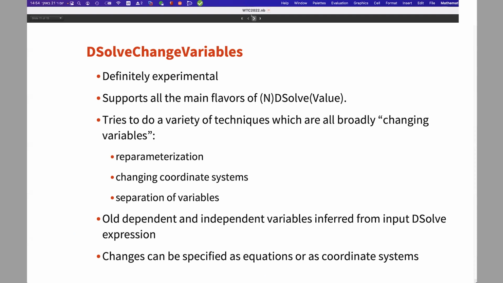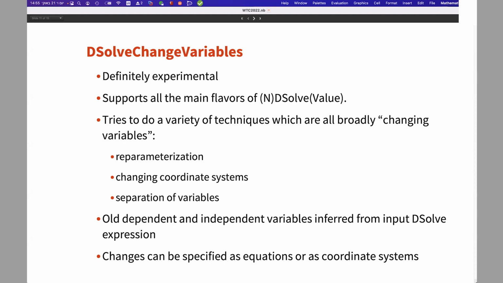DSolveChangeVariables is very experimental, and I'll try to give you some hint of why that is. But it supports all the main flavors of DSolve. It tries to do a variety of techniques, which are all broadly changing variables. So reparameterizing the system, changing coordinate systems, separation of variables is also a form of that.